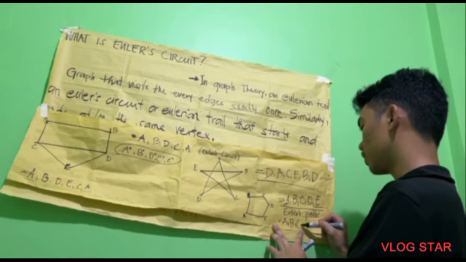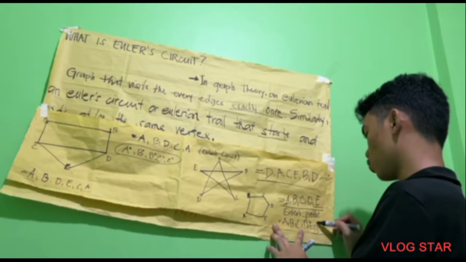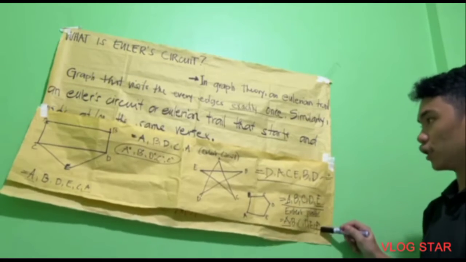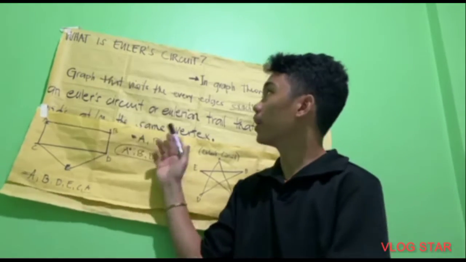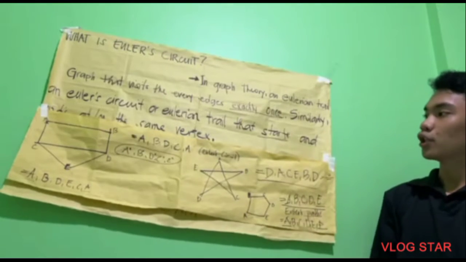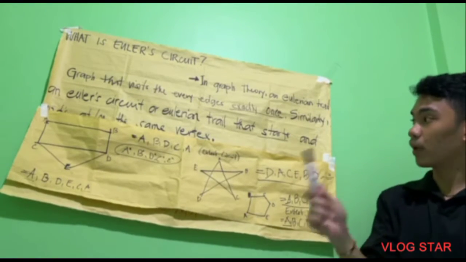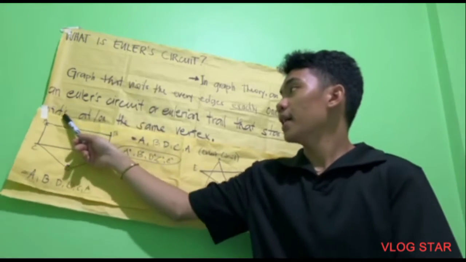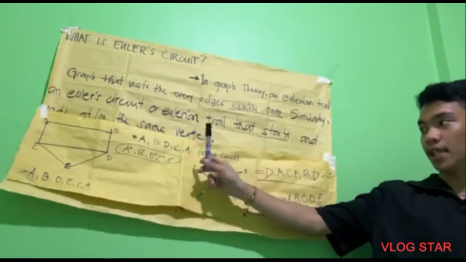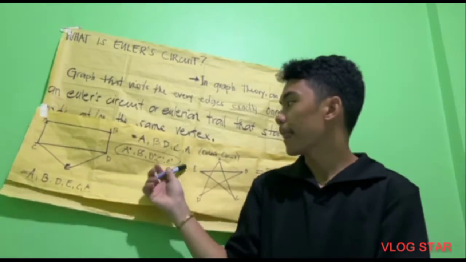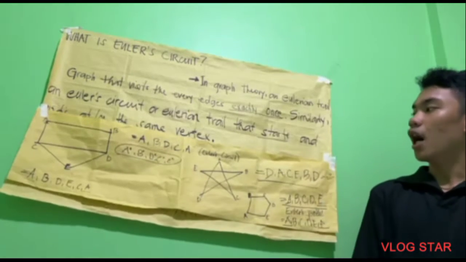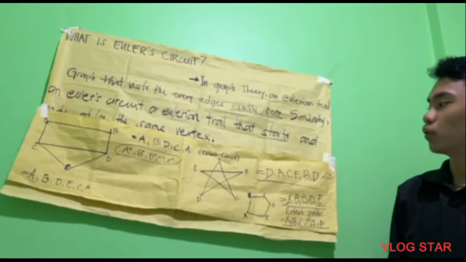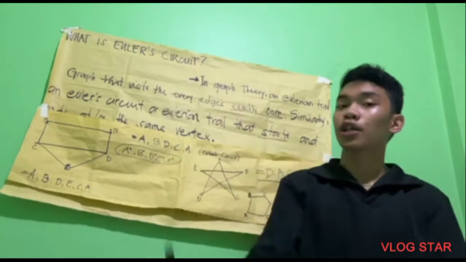You can add an edge to the graph, like this, just to make it an Euler circuit: A to B, to C, to D, D to E, to A. So A is the starting and A is the finishing vertex. This is how easy it is to determine an Euler circuit. You need to always remember that the starting vertex and the ending vertex are always the same, and it has an even degree. So that is an Euler circuit.